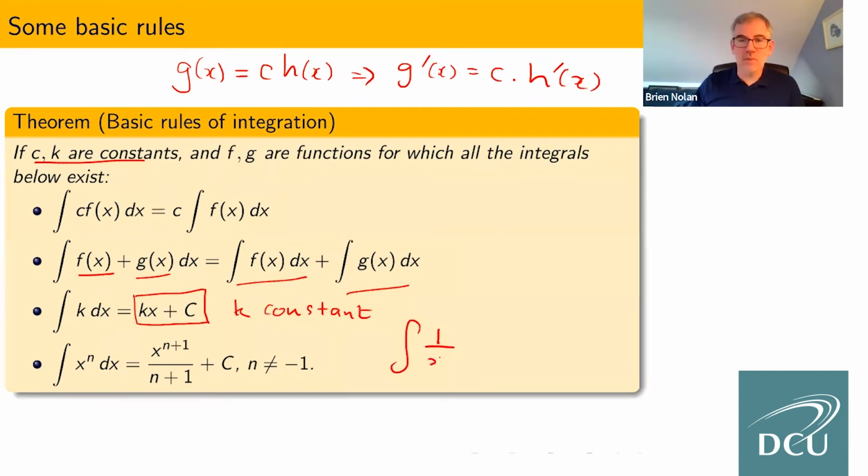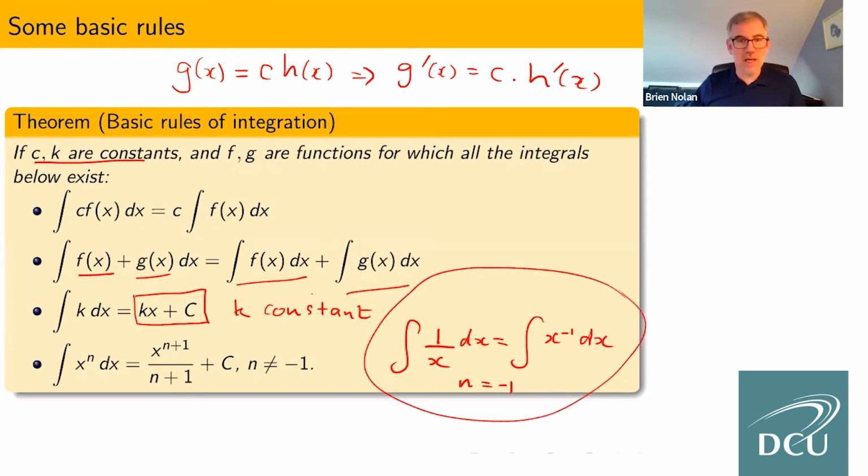When n is equal to minus 1, we would have the integral of 1 over x, that's x to the power of minus 1, right? And this rule does not apply in this case. Okay, so we need something else to deal with that example.